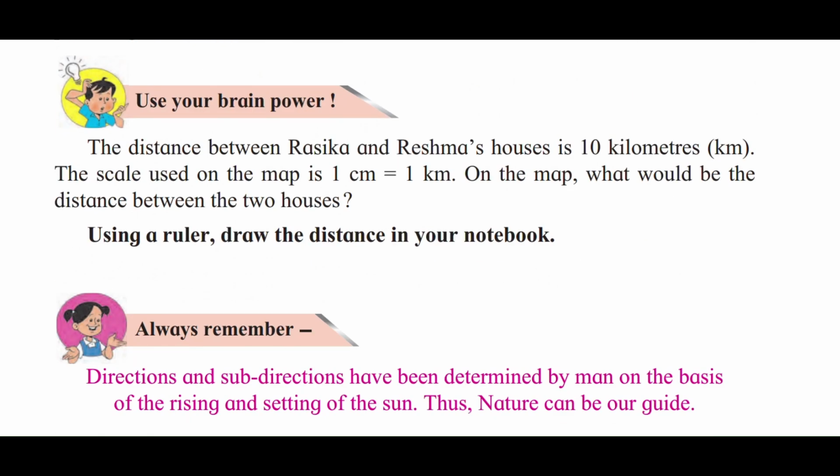Use your brain power. The distance between Rasika and Reshma's houses is 10 km. The scale used on the map is 1 centimeter equals 1 kilometer. On the map, what would be the distance between the two houses? Using a ruler, draw the distance in your notebook.